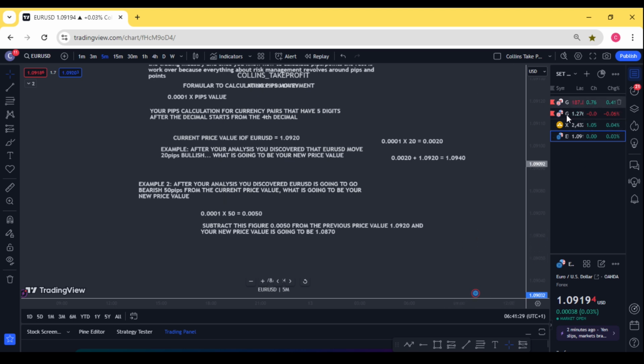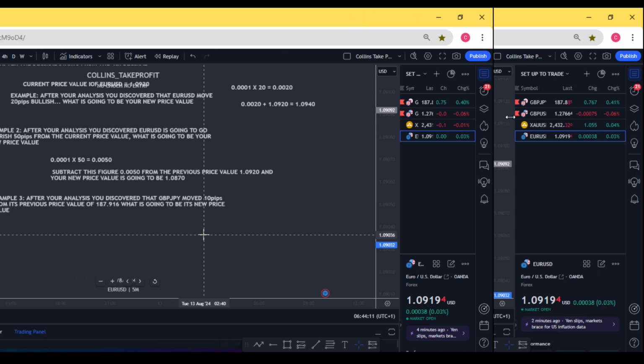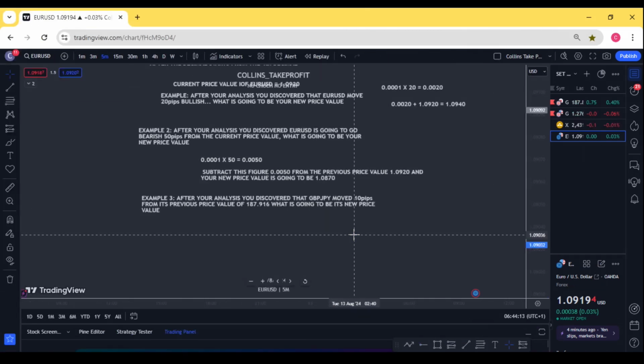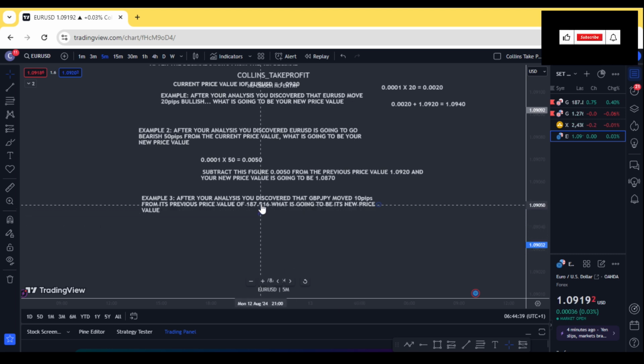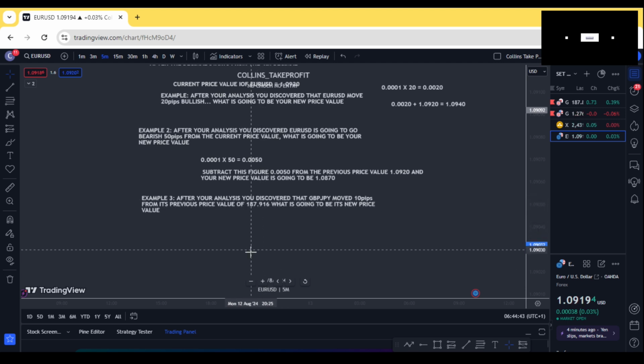Let's take for example GBP JPY, which has a price value of 187.916. One thing you need to know with these currency pairs that have 3 digits after their decimal is that their pips calculation actually starts from the second decimal. So the 6 is actually the pipettes, while the 91 is the pips value. So now your pips calculation starts from the 1.